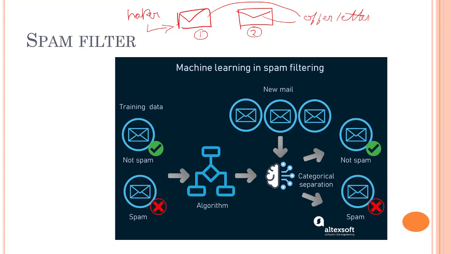So what we have done is we pass all our mails into an algorithm, and then the algorithm decides if it is a spam or it is not a spam. Okay. That's one example.